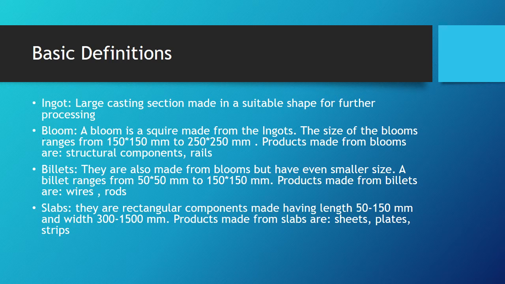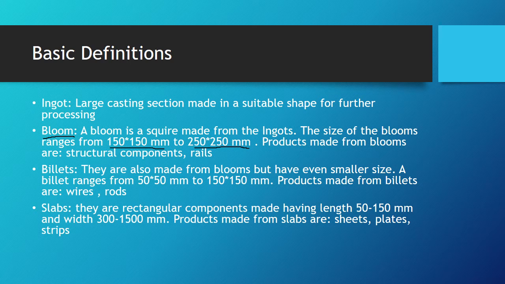The second one is our bloom. A bloom is a square section which is made from ingots. We reduce the size of an ingot and make a bloom. The size of a bloom ranges from 150 by 150 millimeters to 250 by 250 millimeters. Generally the products made from blooms are structural components or rails. Rails do not mean trains; rails means the tracks on which the trains run.